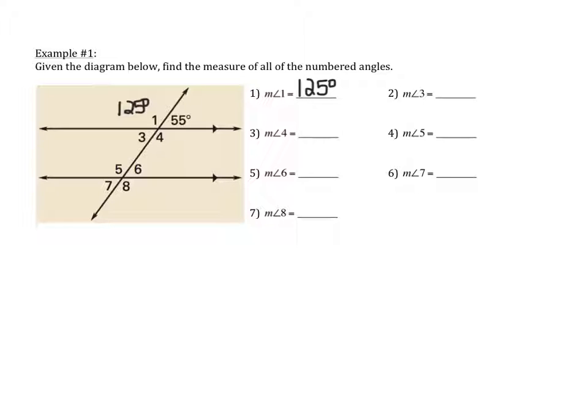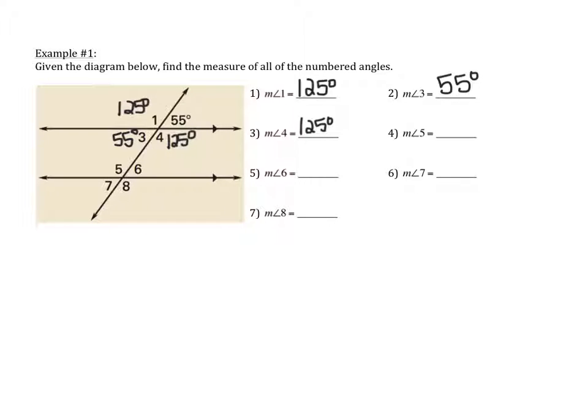You'll find it's easy to find all the different angle pair relationships when you write their measures on the diagram as you find them. So number 2 says find the measure of angle 3. We know that angle 3 is a vertical angle with the 55-degree angle that we were given. Vertical angles are congruent, so therefore the measure of angle 3 is 55 degrees. Number 3, measure of angle 4. Measure of angle 4 would be the same as the measure of angle 1 since they're vertical angles. So the measure of angle 1 was 125 degrees, so the measure of angle 4 is 125 degrees.